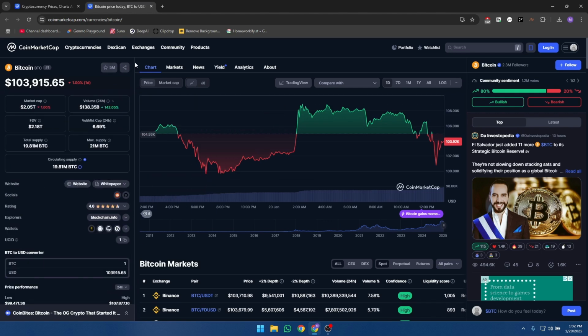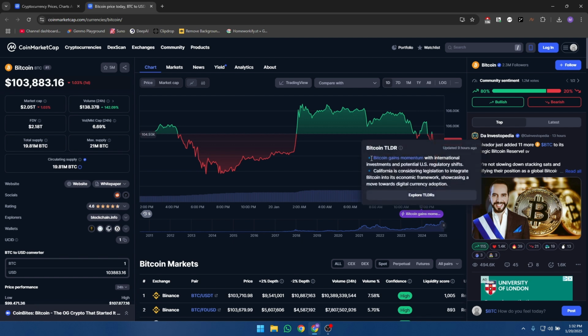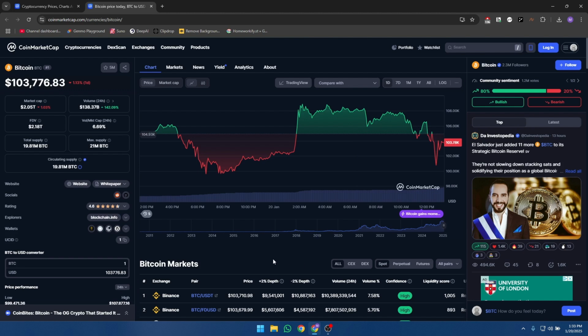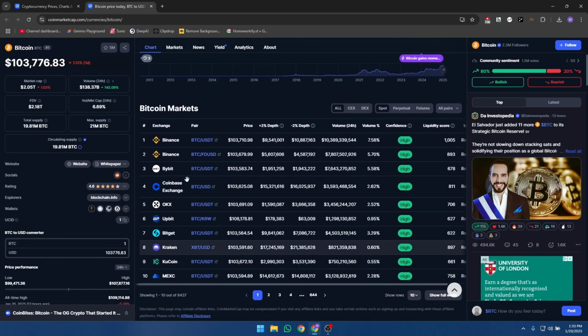If you head over to this middle section over here, you would see chart, markets, news, yield, analytics. Really, the only important things here would be chart and markets. With the chart, you could see how the chart works out, what's going on in the market. You could also get this little section telling you what type of news is being reported around Bitcoin itself. And finally, you have the Bitcoin market.